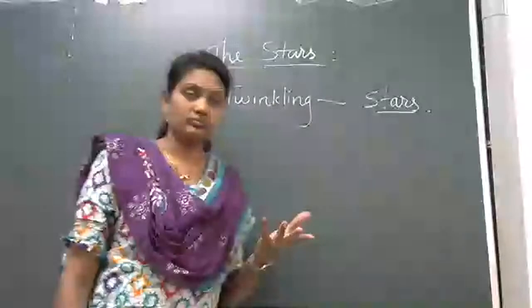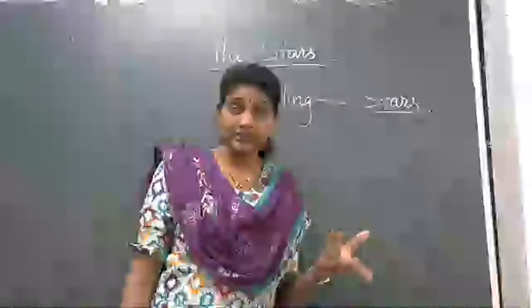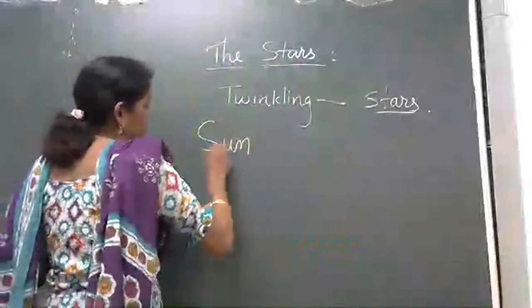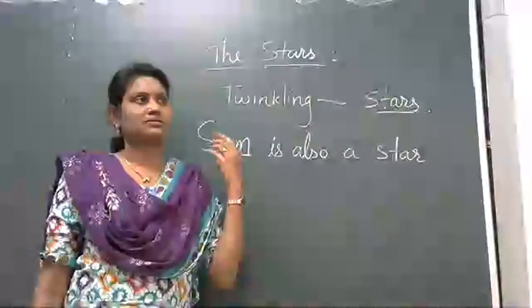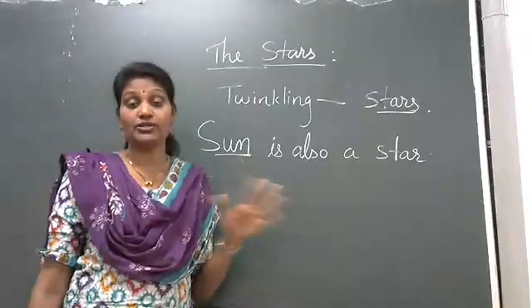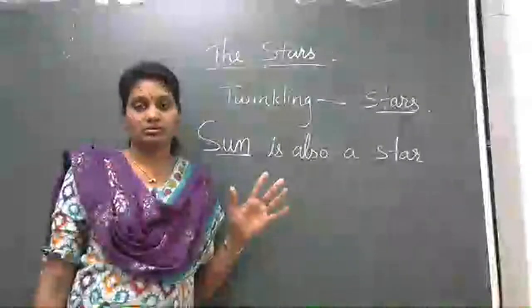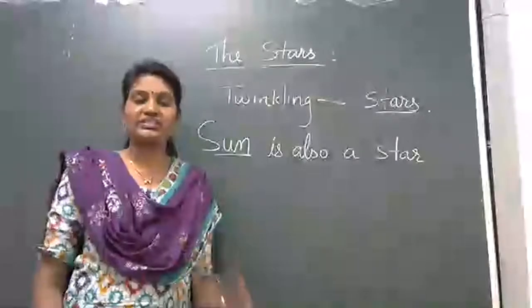Now the sun, you have already seen, is also a star. The sun is also a star. So there are so many stars. When you watch the sky, numerous, infinite stars are there. You cannot even count the stars. So many stars are there.